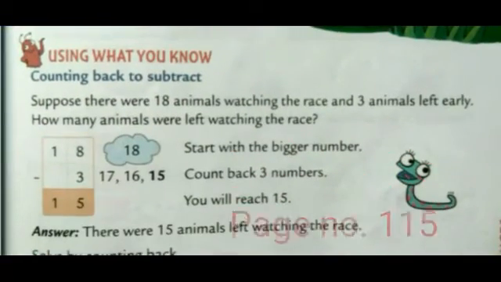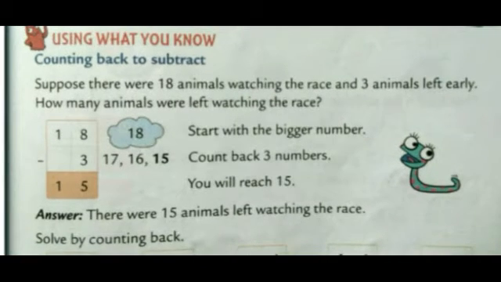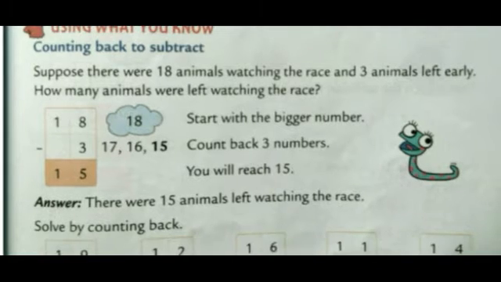See the example given here. Using what you know. Counting back to subtract. Suppose there were 18 animals watching the race and 3 animals left early. How many animals were left watching the race? As I told you, we always need to take the bigger number first. Always start with the bigger number.